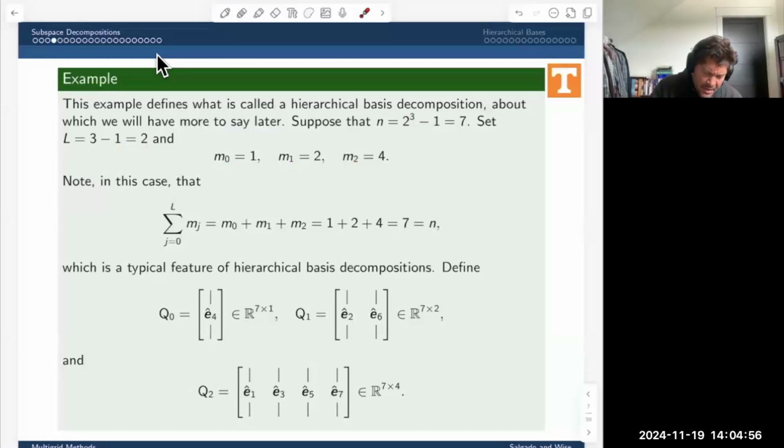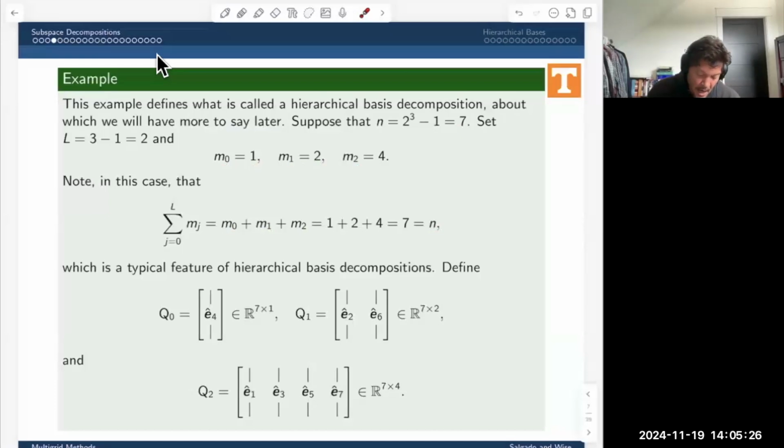So note in this case, I'm going to take m0 equals 1, m1 equals 2, and m2 equals 4. And those numbers add up to n. So just add them up. 1 plus 2 plus 4 is 1 plus 6, which is 7. And that is, of course, the dimension of my space. This is the typical feature of the hierarchical basis decomposition.